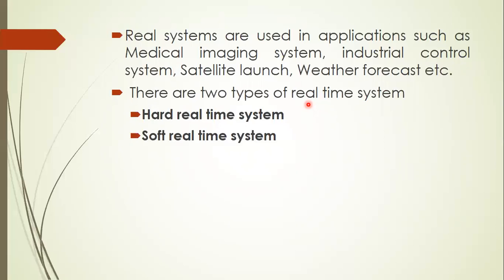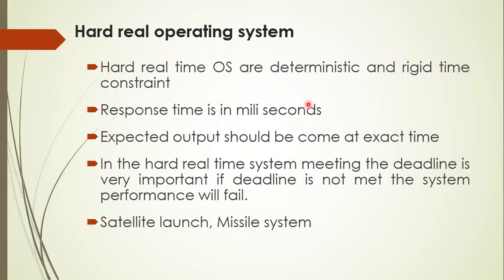Depending on their characteristics, real-time operating systems have been categorized into two types: hard real-time operating system and soft real-time operating system. One is called HRTOS and the second one is SRTOS. What do you mean by a hard real-time operating system? Hard real-time operating systems are deterministic. That means in a hard real-time operating system, we know what the input is. We also know what the output is.